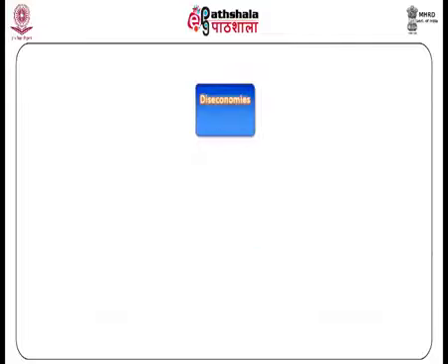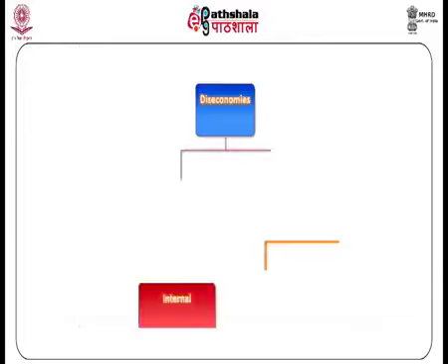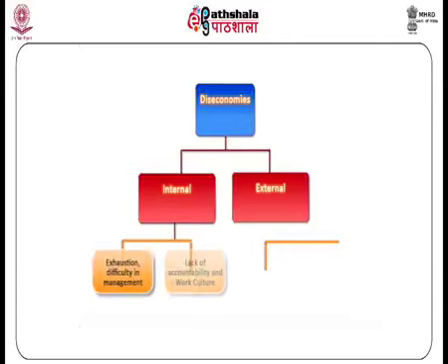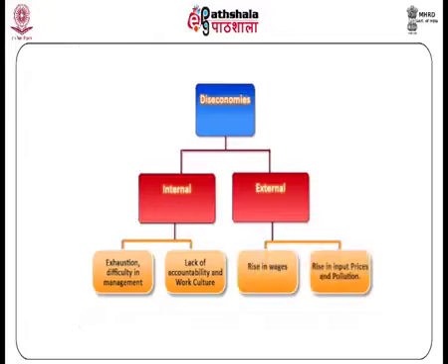Diseconomies is higher per unit cost as output increases. It can be of two types, internal and external. Internal diseconomies arise from exhaustion, difficulties in management, lack of accountability, and work culture, and so on. External diseconomies arise due to rise in wages, rise in input prices, pollution, and so on.